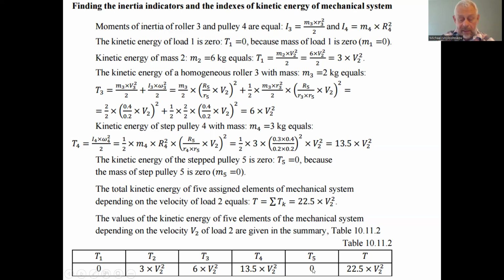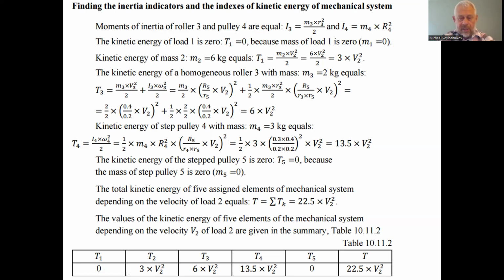Pulley number 5 is a massless pulley. We have 0. This is the fourth pulley. It only rotates, not moves. So this is kinetic energy of rotation. This is the roller. It possesses the kinetic energy of rotation, the same as the translational motion of the center of mass. And T2 is the kinetic energy of the motion of the second load. And together they are 22.5 multiplied by the squared translational velocity of the second load.